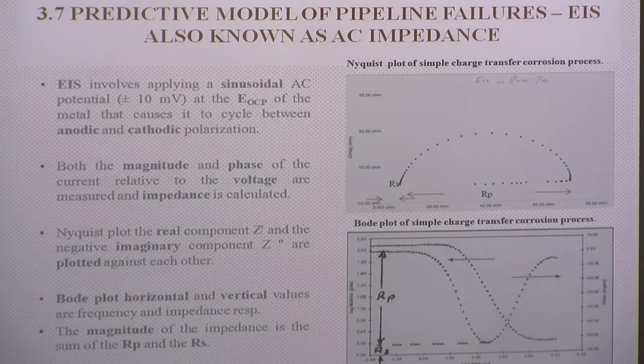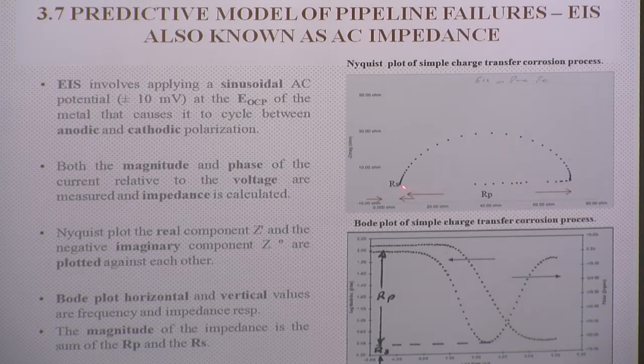Okay? Then you have the EIS method, also known as the electrochemical impedance method, right? Again, this involves applying a sinusoidal AC potential of plus or minus 10 millivolts at the open circuit potential, but these models are different from the last models in that you have these two graphs. What are they? This is called a Nyquist plot, and this one is called a Bode plot, right?